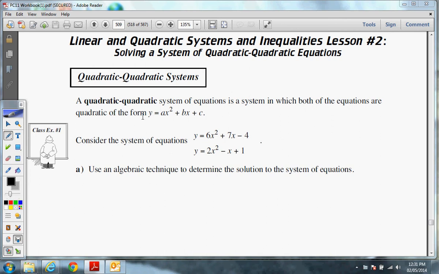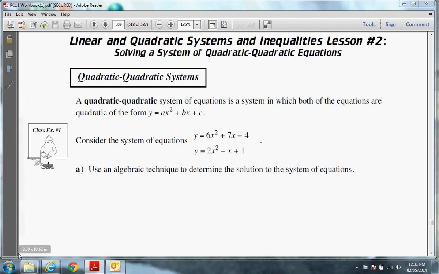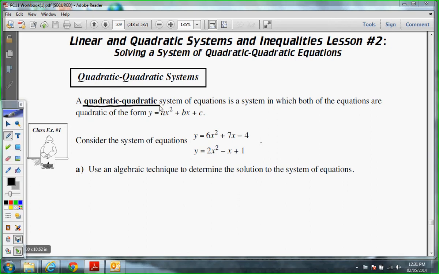Okay, so for this lesson, the biggest difference, as I said, we did yesterday, we did linear and quadratic systems. We had a line going through a parabola. Today we have two parabolas intersecting each other, so that's why it's going to be a quadratic-to-quadratic system. Okay, so you can see right here, we know that these are both going to be parabolas.